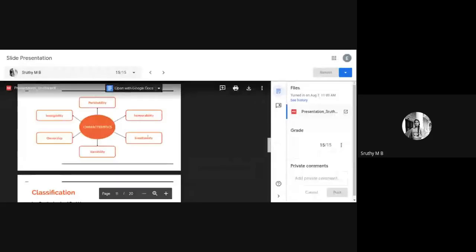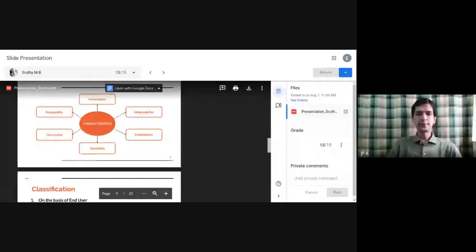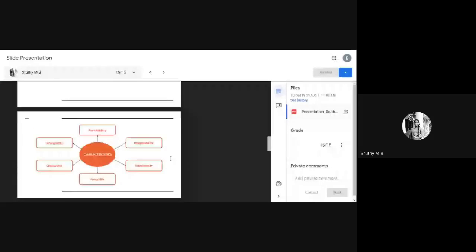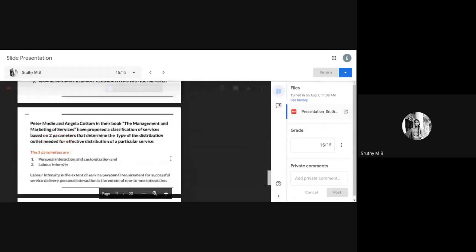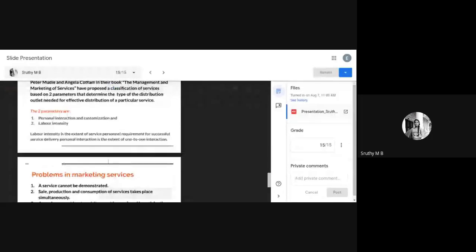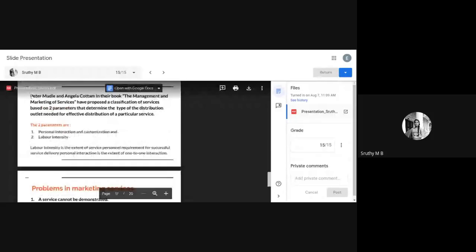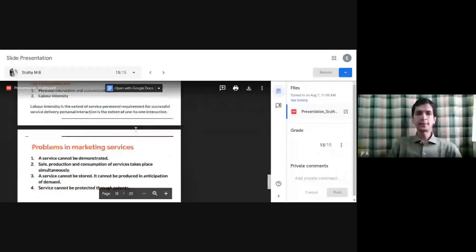There is a graph here. This is also very good. It makes the idea very clear to the audience. Such long sentences can be avoided. This is a long sentence which should be avoided. Avoid such long sentences and write points like this.